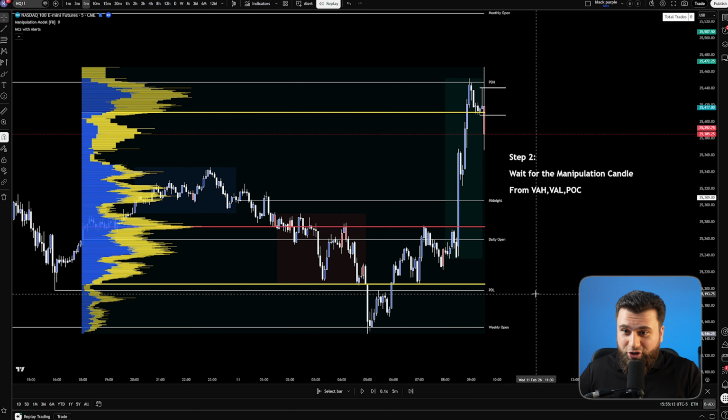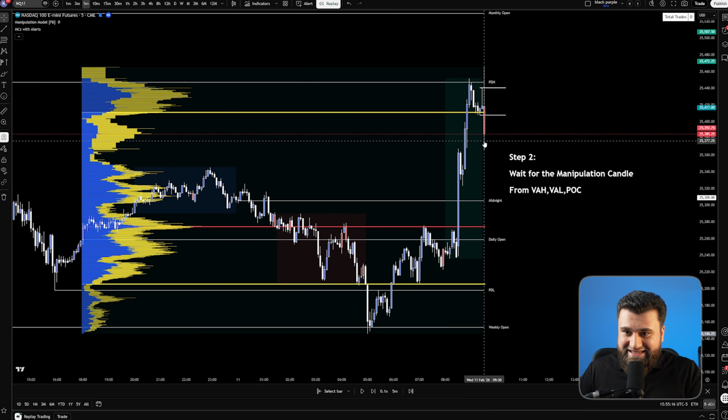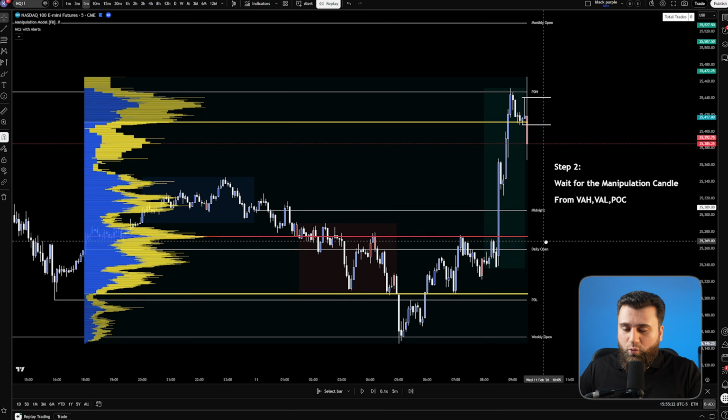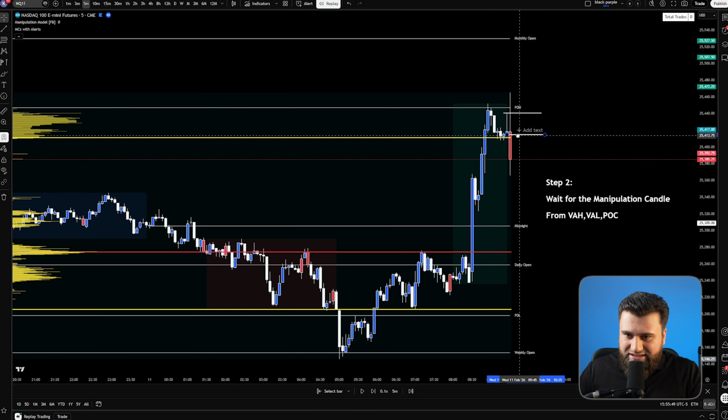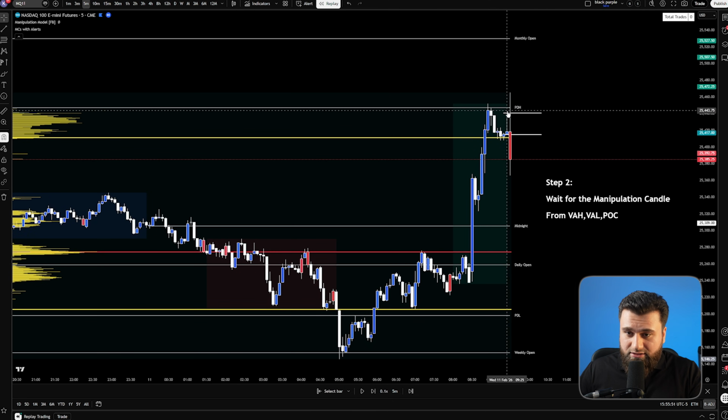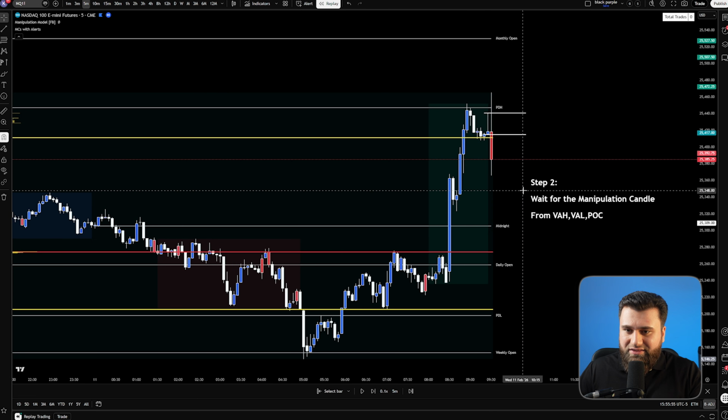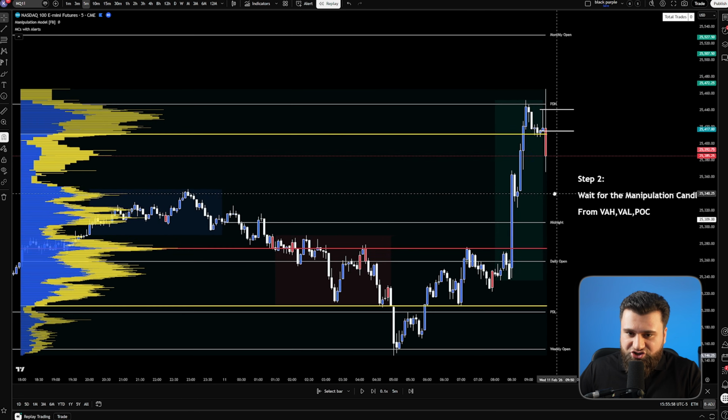So now let's see the market open. NYSE is kicking in at 9:30 a.m. Eastern Standard Time and we already have our manipulation candle. What is the manipulation candle? So right here we can see that this candle took out the high and the low of this candle and closed below, and this is what we call a manipulation candle.